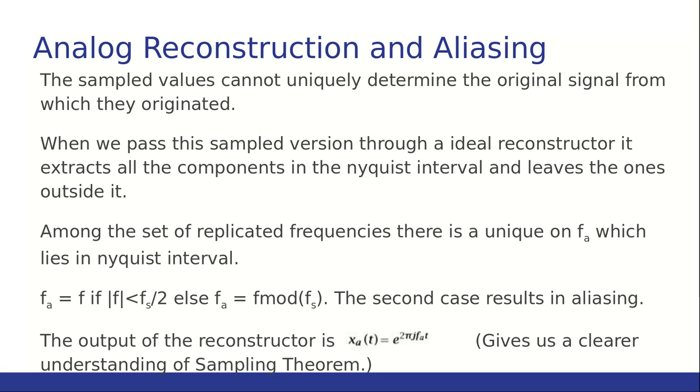So what happens when we pass this version through an ideal reconstructor? What it does is it extracts all the components in the Nyquist interval, that is from minus fs by 2 to fs by 2, and zeroes out the ones which are outside this interval. Among the set of replicated frequencies f plus or minus m fs, there is a unique value which lies in the Nyquist interval, and this is given by fa is equal to f mod fs.